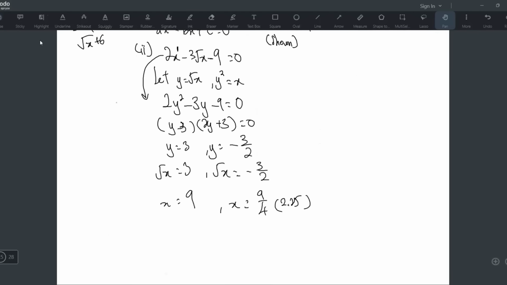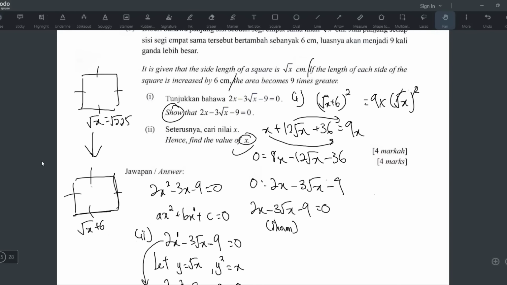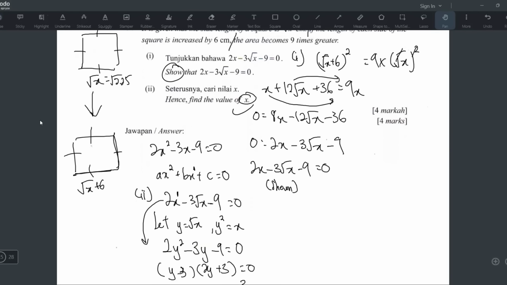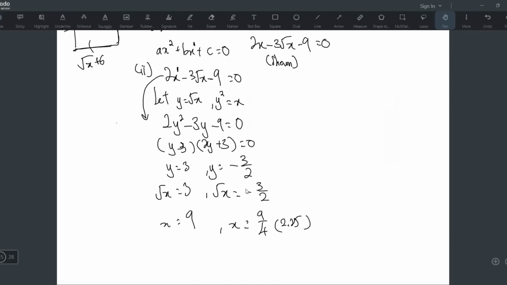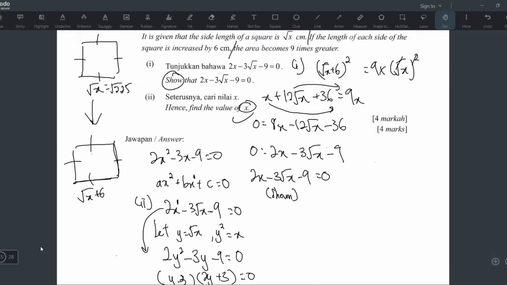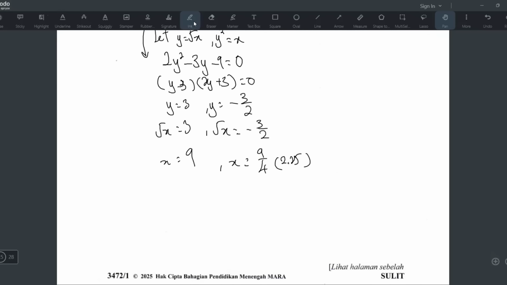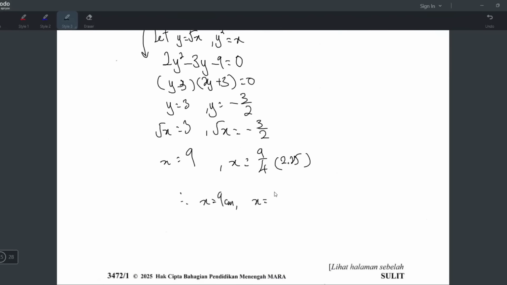So, wait, let me think a bit. y equals square root x. Unless this one is a negative number. Square root x. Yeah, unless this one is negative, then only we confirm we cannot take it, because you can't square root a negative number, right? Okay, I'm not too sure which one to reject. Okay, I think I'll just write both for now. x equals 9 cm or x equals 9 over 4 cm. Okay, for now I'll just write both.